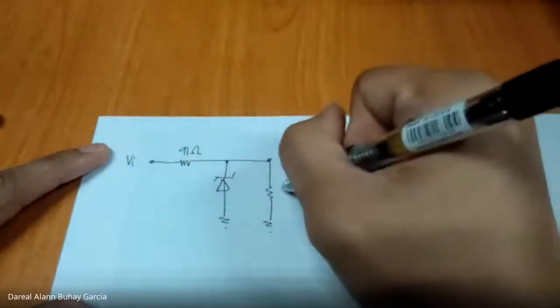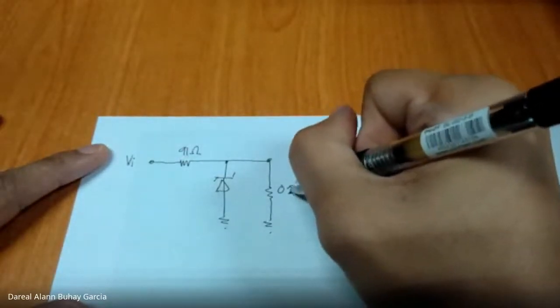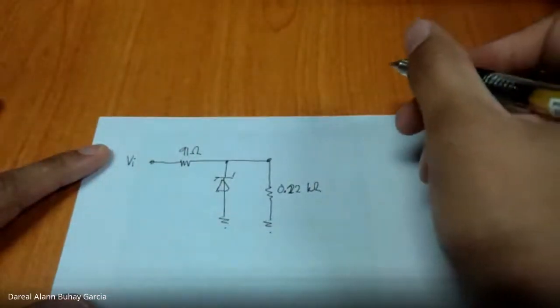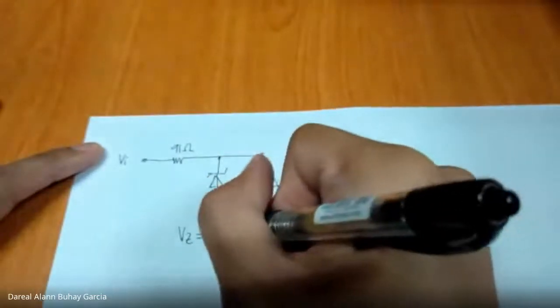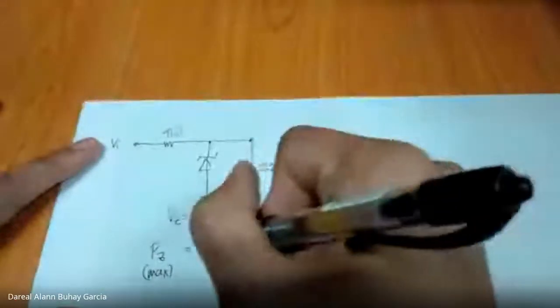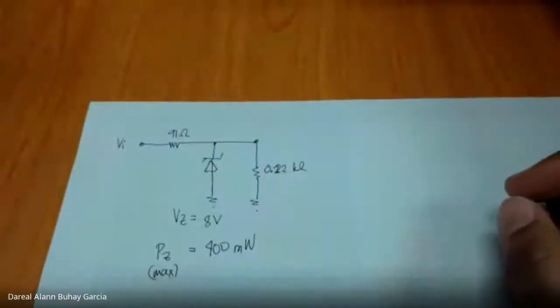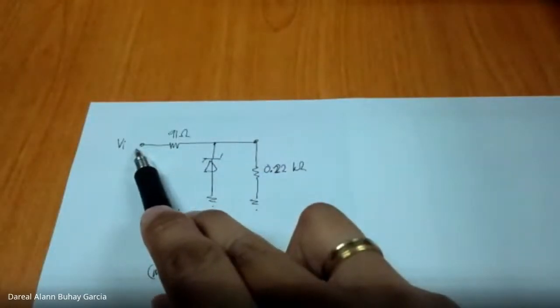The values are 0.22 kilo ohms, VZ is 8 volts, and PZ max is 400 milliwatts. So the question is what the maximum and minimum of VI are.